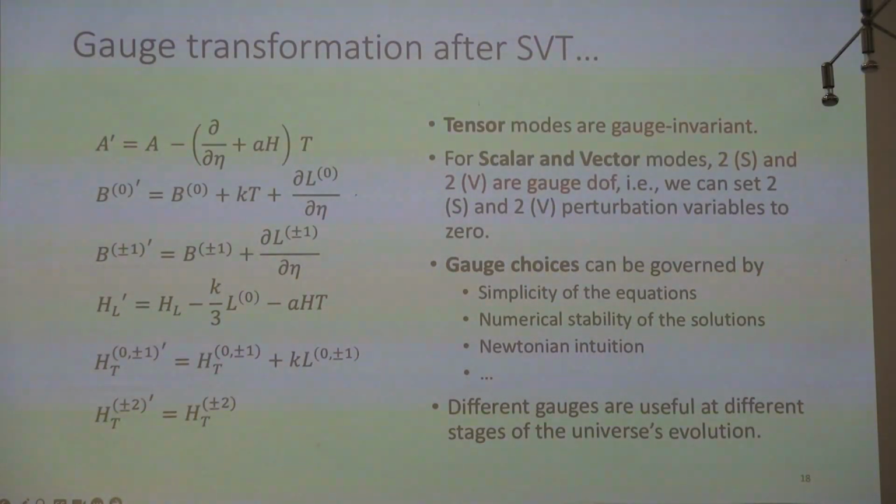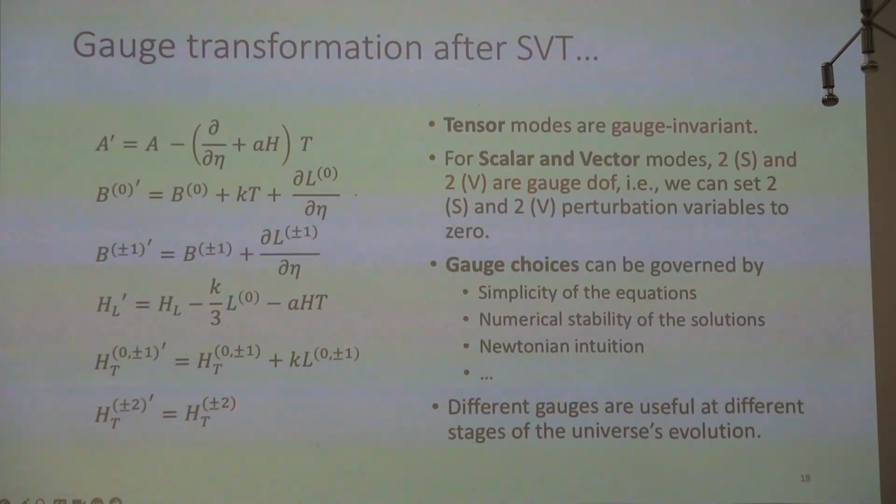Another important thing, particularly if you're doing analytics, is Newtonian intuition. Because after all, we are dealing with some kind of gravity theory, and if by choosing a gauge you reduce your equation to a point where you can clearly identify the similarity of the solutions to the Newtonian physics case, then that's often a good thing to do as well.